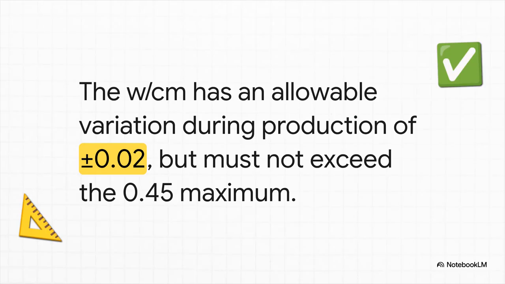Now, here's a little nuance you've got to understand. Production allows for a tiny bit of wiggle room, right? A tolerance of plus or minus 0.02. So a mix designed at 0.42 might come out at 0.44, and that's okay. But that 0.45 number, that is a hard ceiling. It is a brick wall you can never, ever go past.